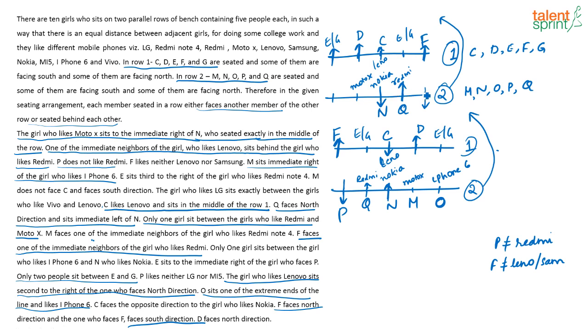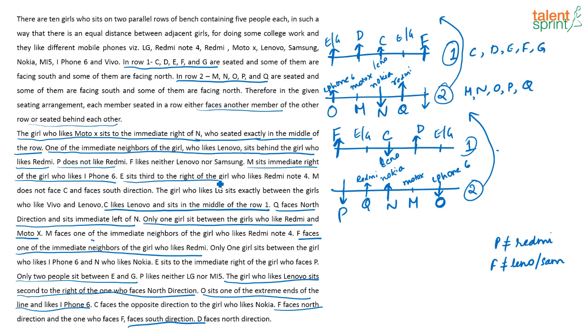So again here in this case, where will O and M be? This has to be O, this is iPhone 6, and this has to be M, and it is given that M sits to the immediate right of the girl who likes iPhone 6. So in this case, O is facing downwards. In this case, O is facing upwards. So that is also used.